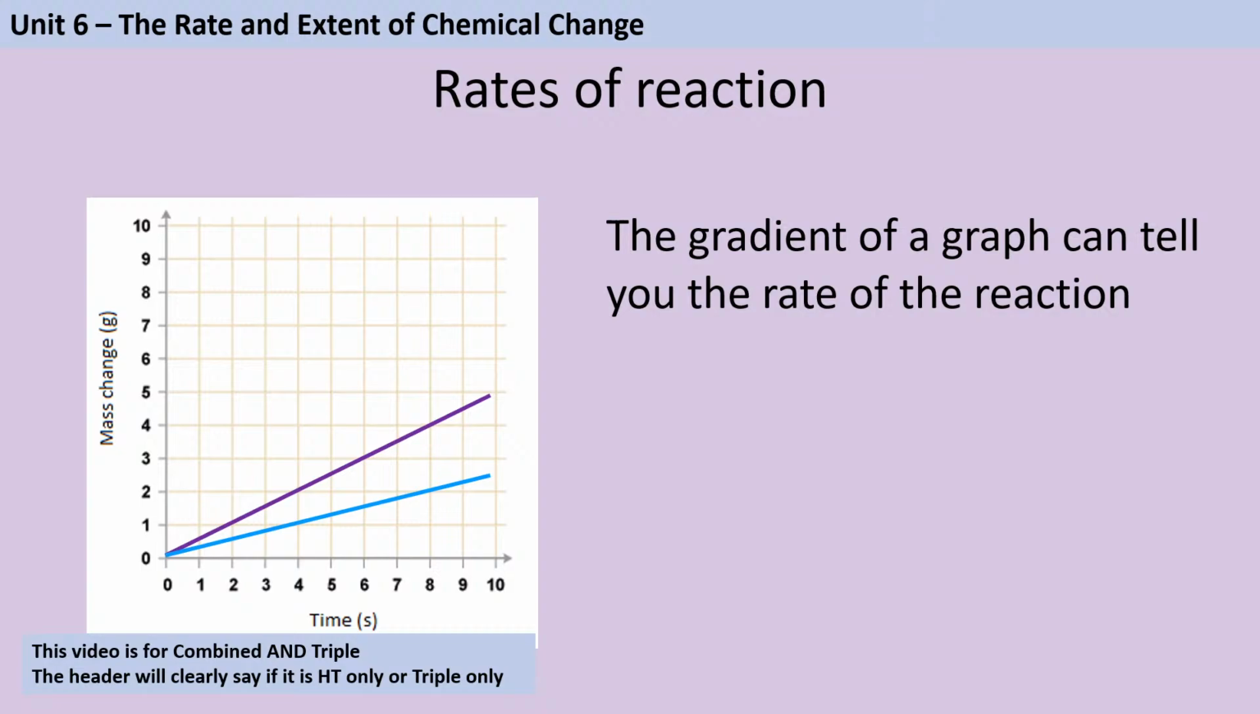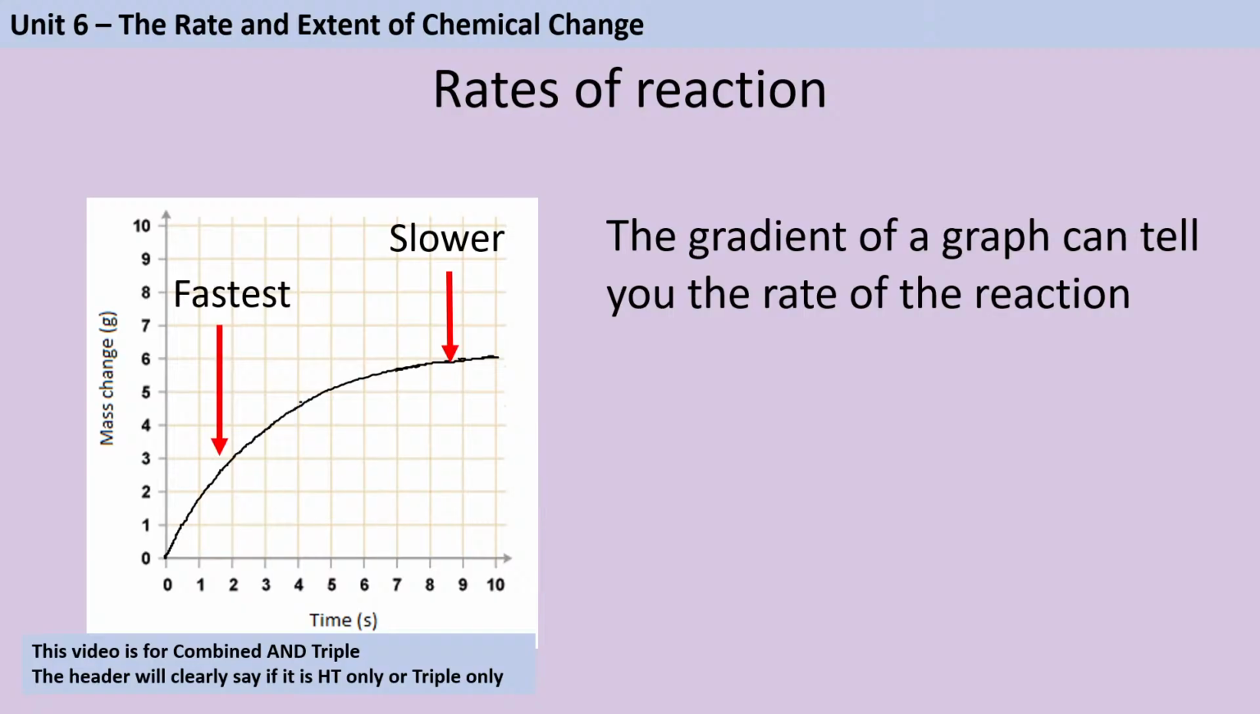So in this instance, the reaction that's represented by the purple line has got a faster rate than the blue reaction, because the line has a steeper gradient. So I've just realised some people might be colourblind, but this line on top is faster, and if they asked me how I knew, I could say, well, at 10 seconds that had changed by 5, whereas this has only changed by about 2.5. Now you can also look at a curved graph and make similar conclusions.